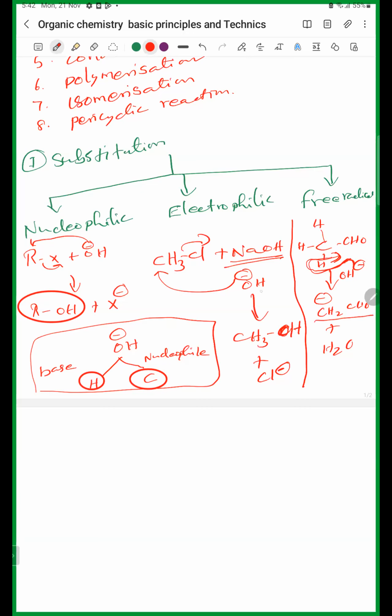So here what is OH? Here what is OH? When a negatively charged species forms a bond with hydrogen, then it is a base. If it forms a bond with carbon, I said it is a nucleophile. Here OH is what? In the first case, OH is a what? So are you able to follow or not?